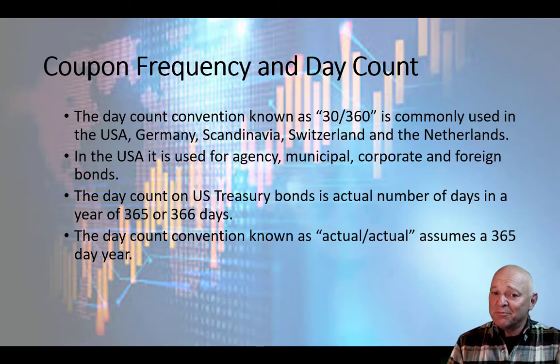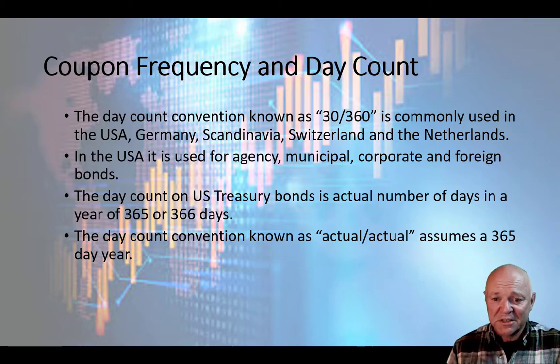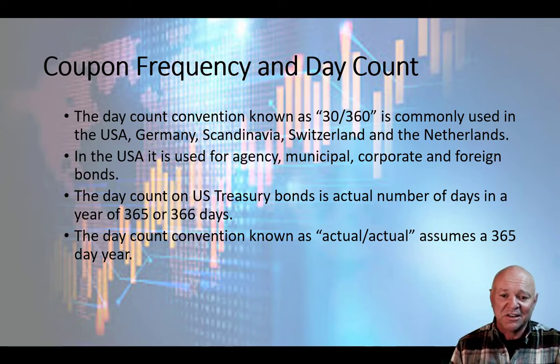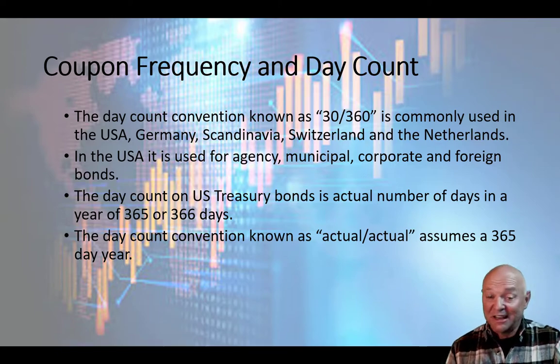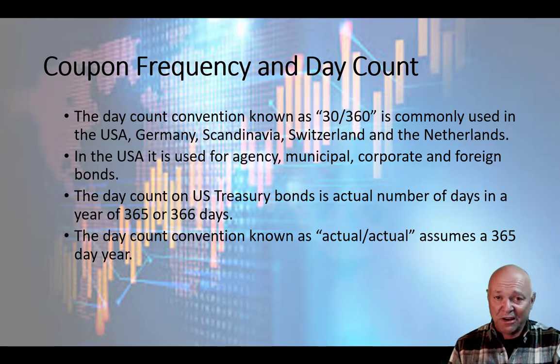But for some markets, like those used for municipal bonds, corporate bonds, and foreign bonds, we use that convention. For treasury bonds, it's the actual number of days in the year, so it could be 365, it could be 366. That convention, the actual, means that we take a look at the actual number of days in that period and 365 or 366 days in the year.